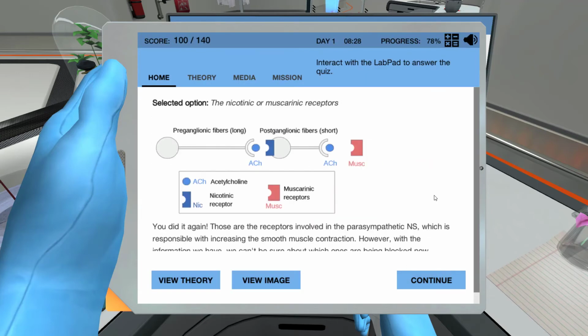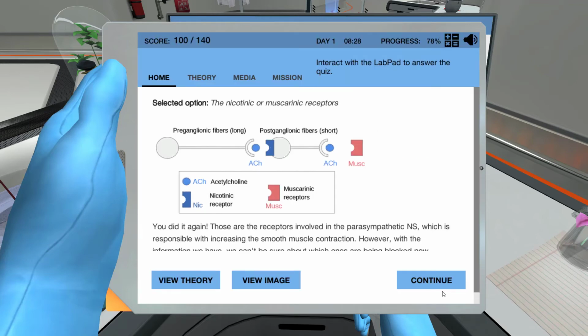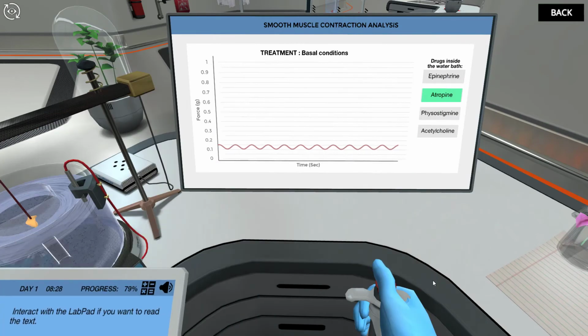You did it again. Those are the receptors involved in the parasympathetic nervous system, which is responsible for increasing the smooth muscle contraction. However, with the information we have, we can't be sure about which ones are being blocked now. It looks like the atropine slows down the smooth muscle, causing slow digestion that leads to stomach ache. From the previous mission, you learned about epinephrine and acetylcholine. Which of those two can counter the effect of atropine?